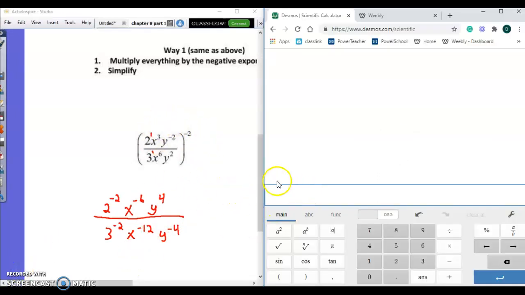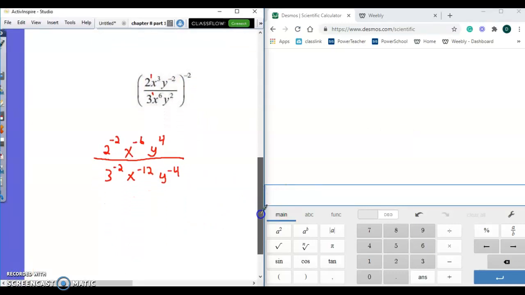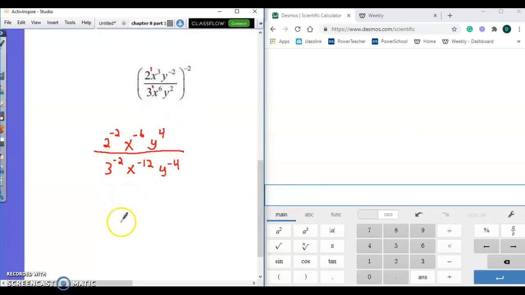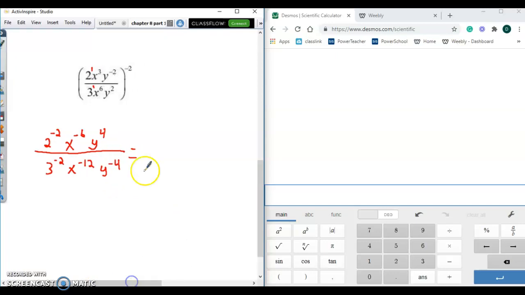So now we are going to simplify our ones with the same base. So this 2 and this 3 are not the same base, so we're going to kind of ignore that for right now. So let's look at the rest of this problem. We have an x, we have a -6 minus a -12, because remember, now we're dividing. So -6 minus a -12, that gives us a +6. So that is x to the +6.